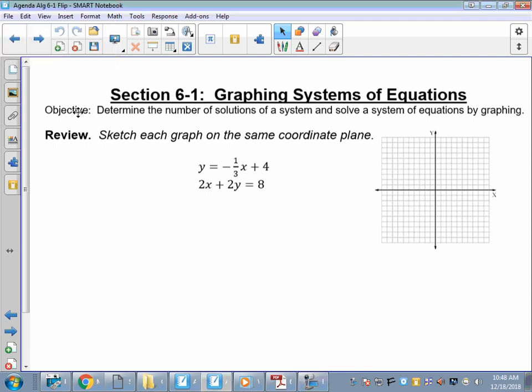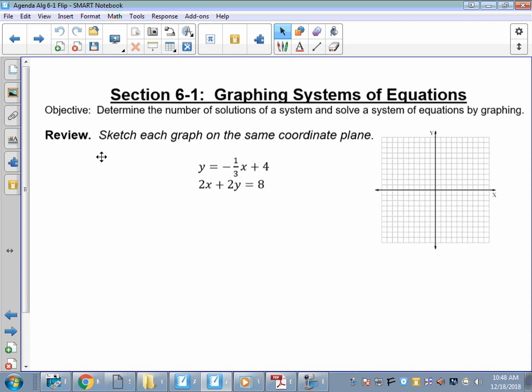We're in chapter 6 now. Chapter 6, and we're talking about graphing systems of equations here in section 6.1. We're going to determine the number of solutions of a system and solve a system of equations by graphing. So the first thing we're going to talk about is some review, sketching these graphs. So we just have to remember how to graph.